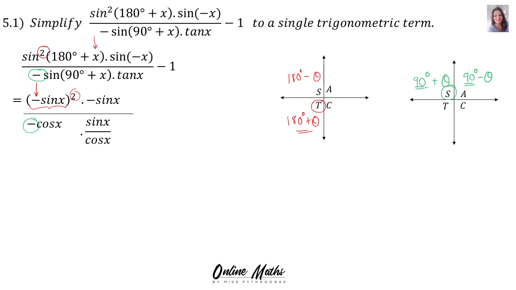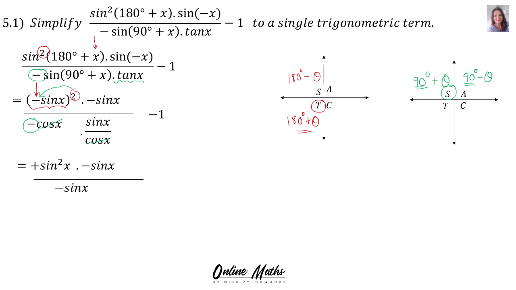Now tan, we all know, is the quotient identity, and we can write it as sin x over cos x, and there's your minus 1. In the next step, now we will square this negative and the sin x, so it becomes positive sin squared x times the minus sin x, and on the denominator we can say cos x and cos x will cancel, and we're left with minus sin x minus 1.